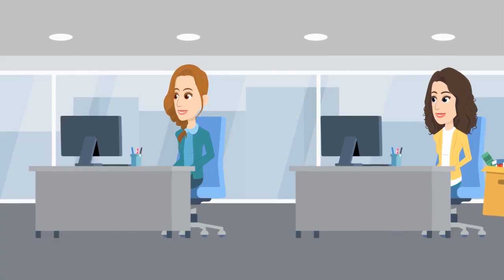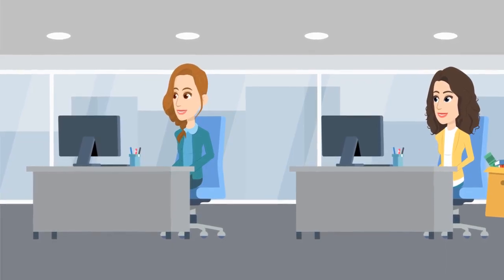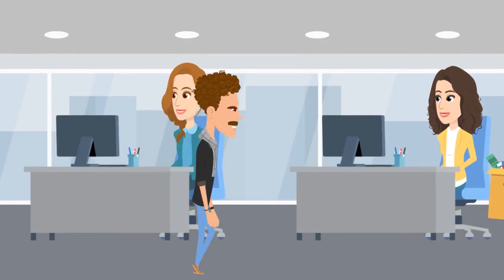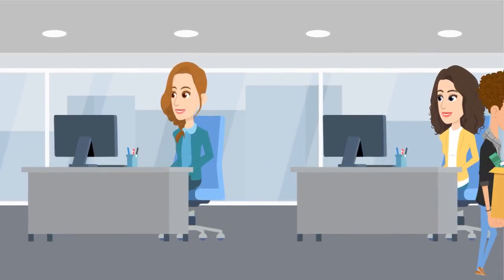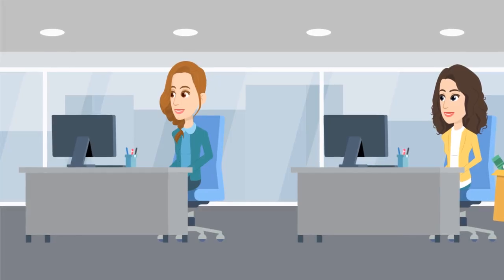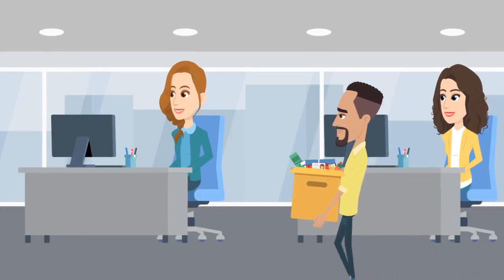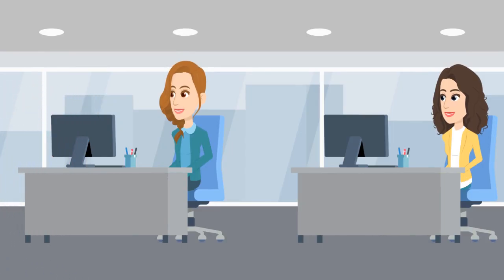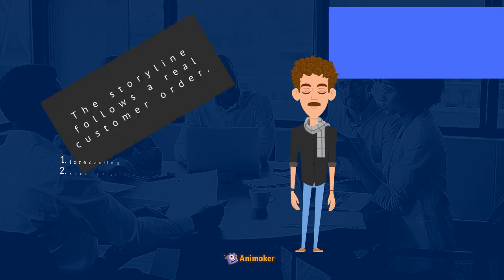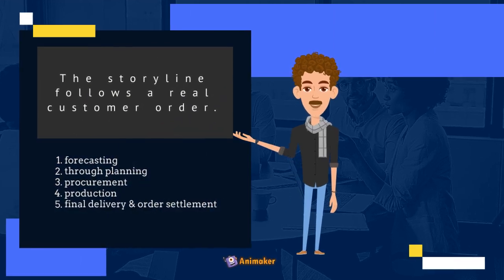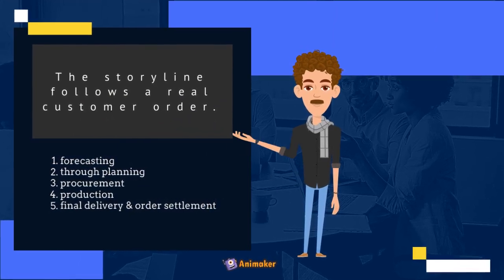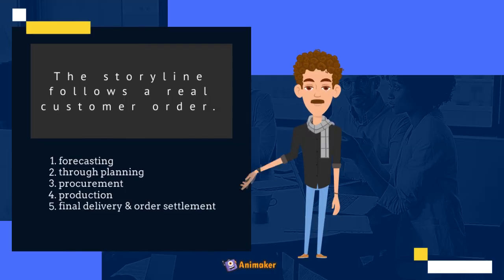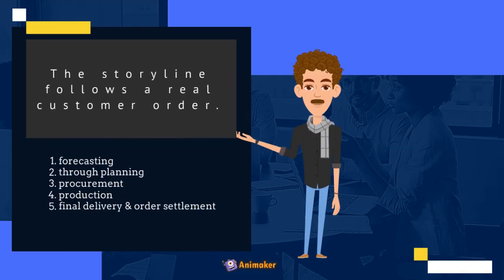Think of a company as a machine with many moving parts. Without ERP, these parts work separately. Sales may not know the actual inventory. Production may not know incoming orders, and procurement may miss material shortages until it's too late. This often results in delays, extra costs, or unhappy customers. The storyline follows a real customer order, from forecasting, through planning, procurement, and production, until final delivery and order settlement.